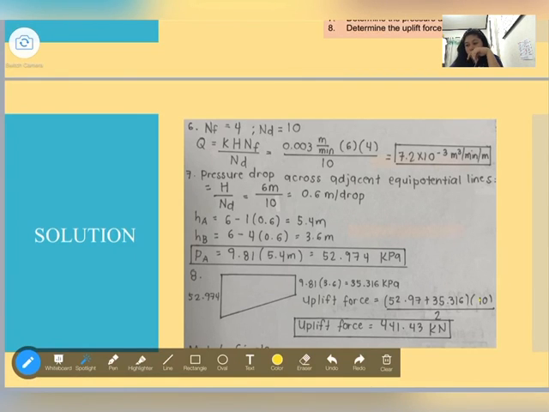So in number 8, the uplift force is to be computed. We have already solved the pressure at the heel, so we should also get the pressure at the toe. From here, H_B is solved as 3.6, so 3.6 times 9.81. The pressure at the toe is 35.316 kPa. Input the values here: 52.97 plus 35.316, times the length of the dam, which is 10, over 2. So the uplift force is 441.43 kilonewtons.